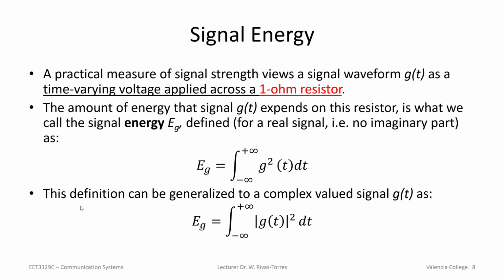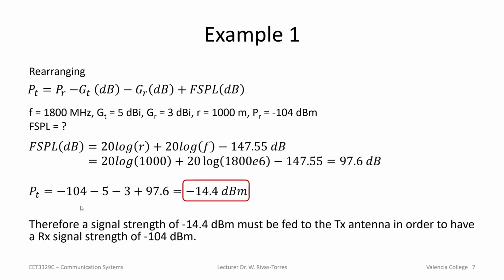Okay. So first we need to rearrange our equation. So that's what we're going to do here. Notice that now we made our equation in terms of the received power and the gains and the free space loss. So now we calculate how much transmit power we need.